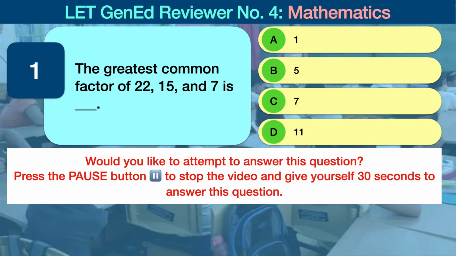Problem number 1. Greatest common factor. The greatest common factor of 22, 15, and 7 is blank. A. 1. B. 5. C. 7. D. 11.